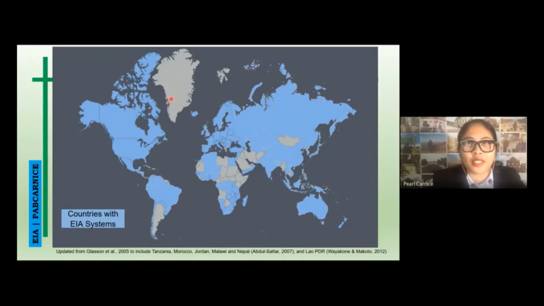I think this is Greenland, right? I hope I can still remember my geography. I think this is Finland. I think this is beside China, that would be Mongolia, I think.